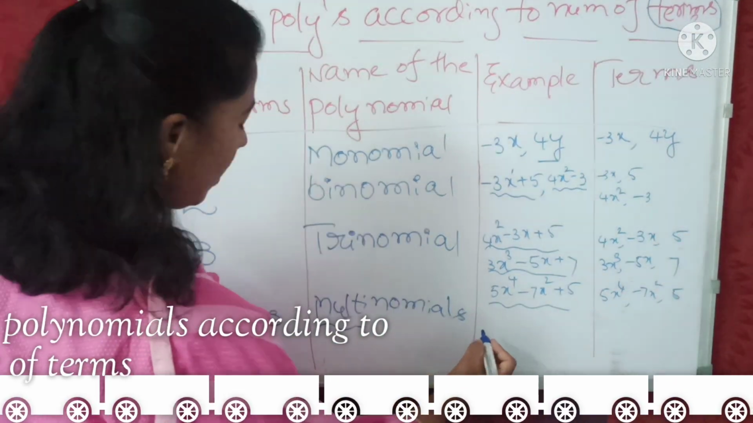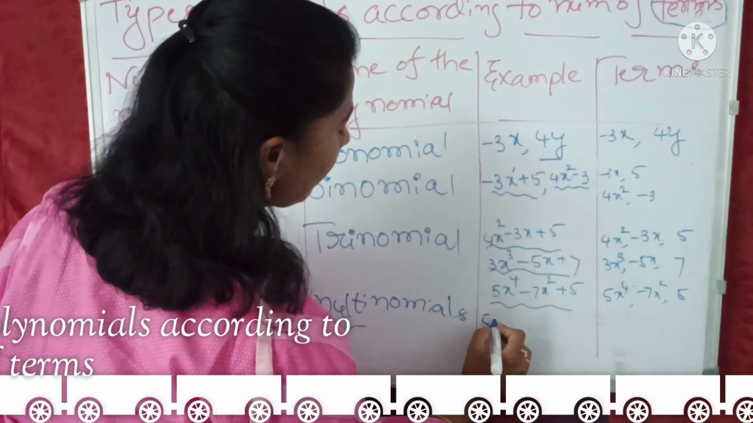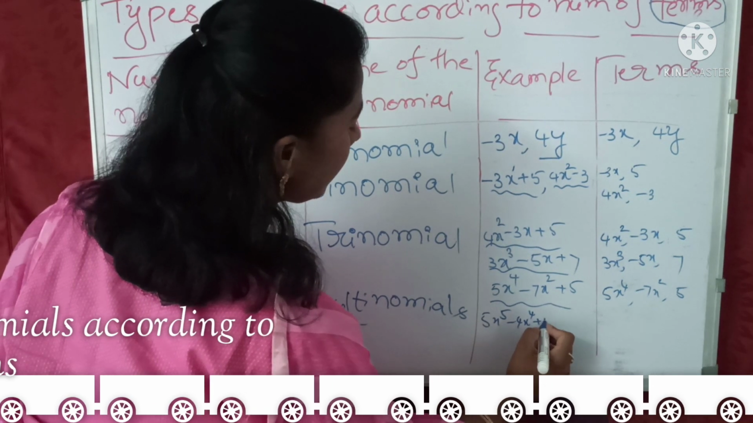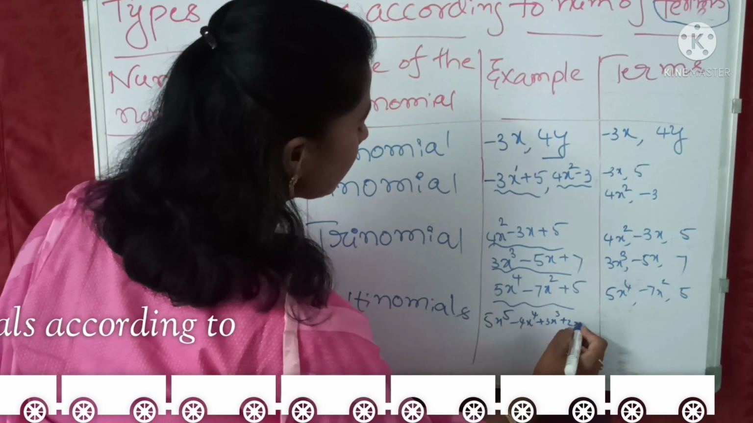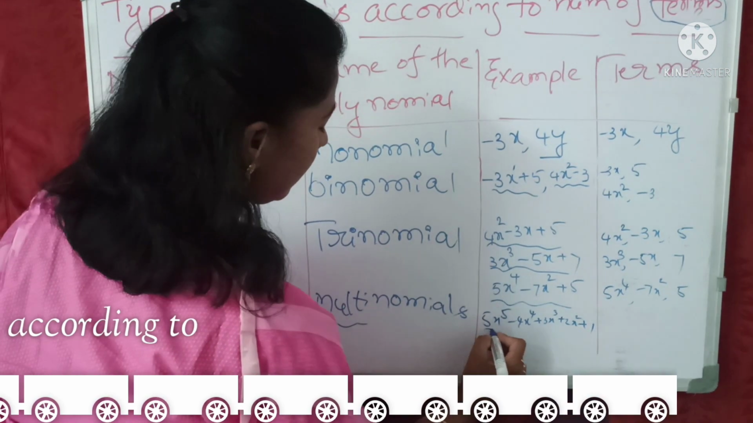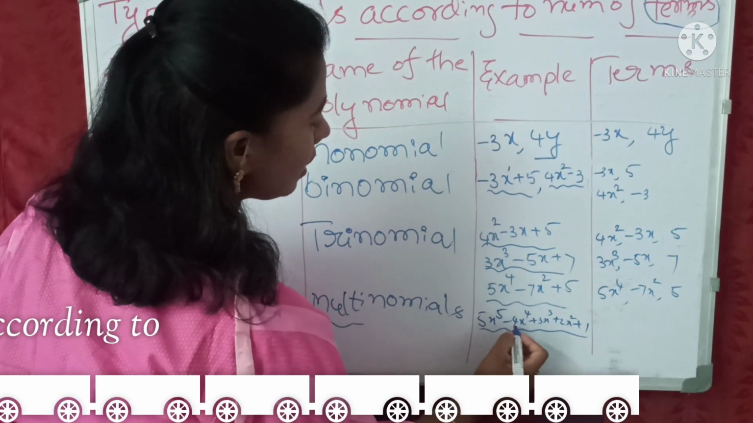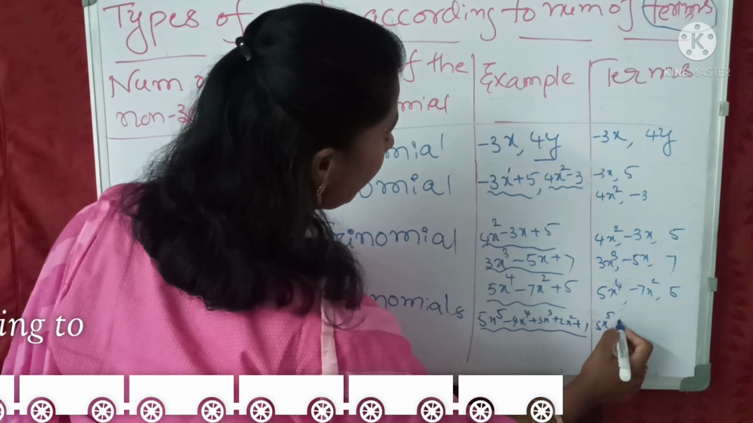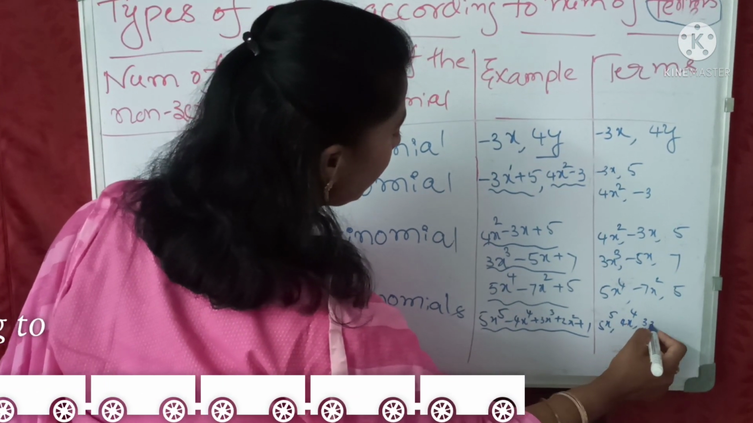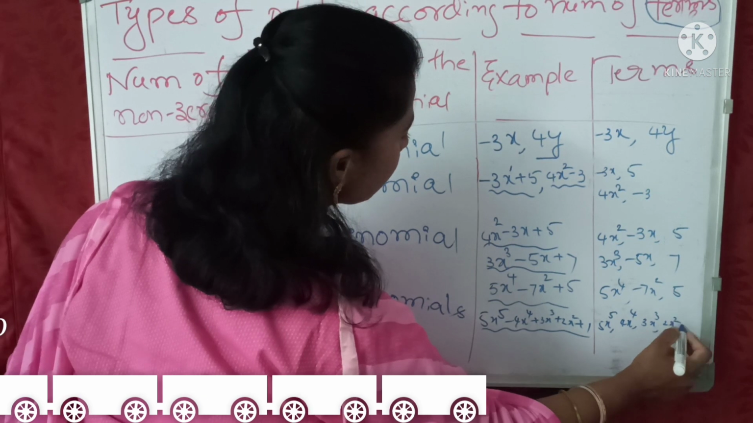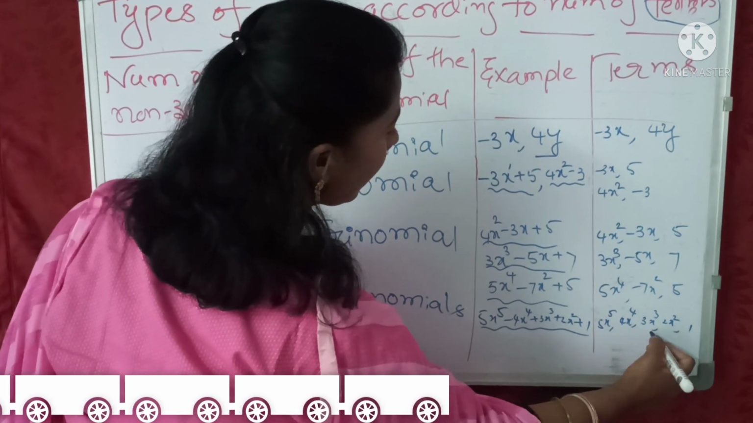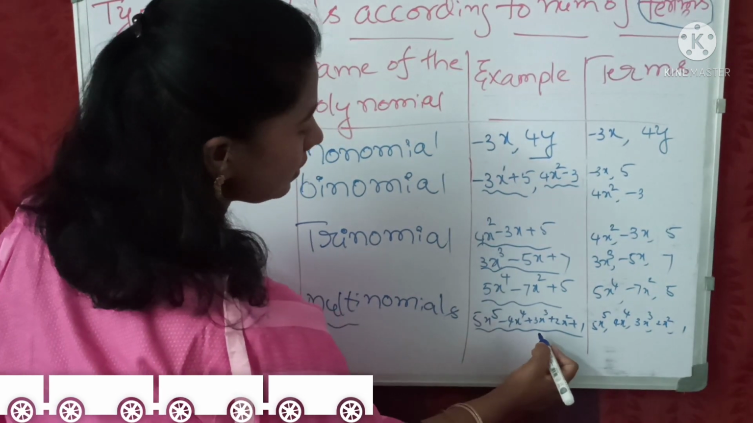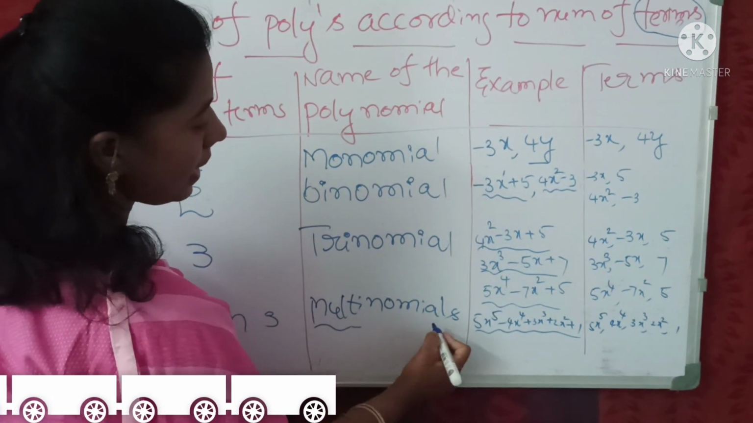So a multinomial example is 5x to the power of 5 minus 4x to the power of 4 plus 3x cube plus 2x square plus 1. In this multinomial, there are 1, 2, 3, 4, 5 terms: 5x to the power of 5, 4x to the power of 4, 3x cube, 2x square and 1. 5 terms, which is more than 3 terms. If you choose more than 3 terms, the given polynomial is called a multinomial.